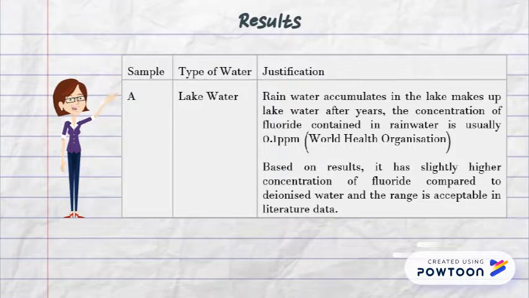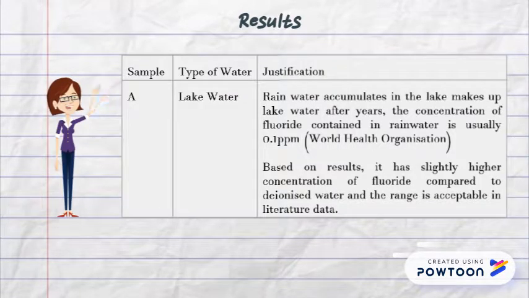Taking the assumption that the fluoride ions in the UNMC lake are mainly made up of the fluoride ions in rainwater. Based on the work of the World Health Organization, rainwater usually contains 0.1 ppm of fluoride ions. Our result, which is 0.138 ppm, has a little higher value compared to the literature value, but it still lies within the acceptable interval. From this, it can be concluded that sample A is from the UNMC lake.